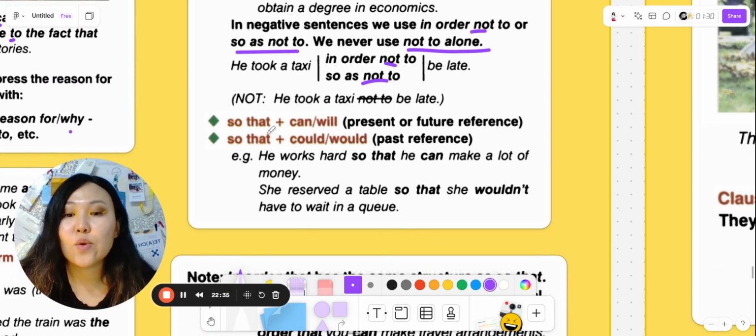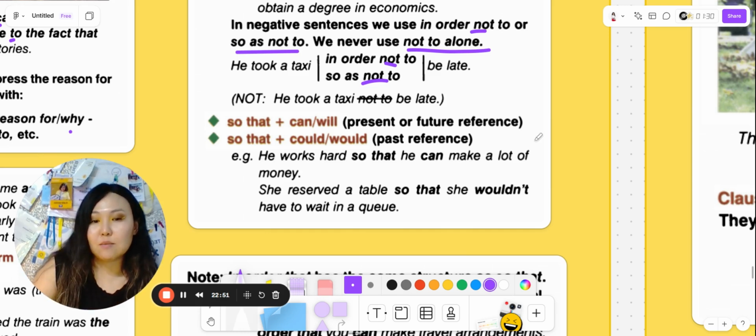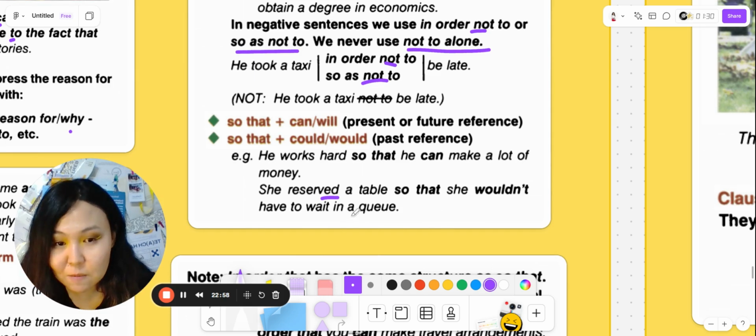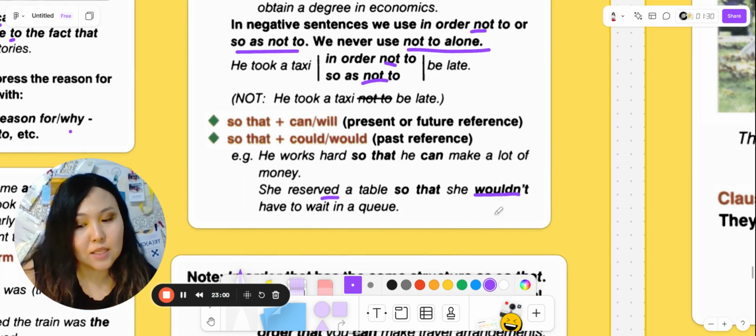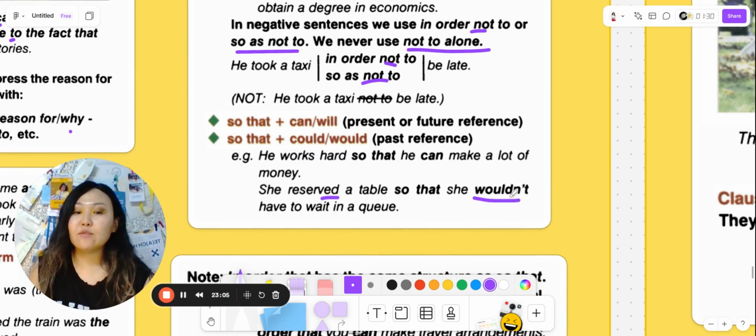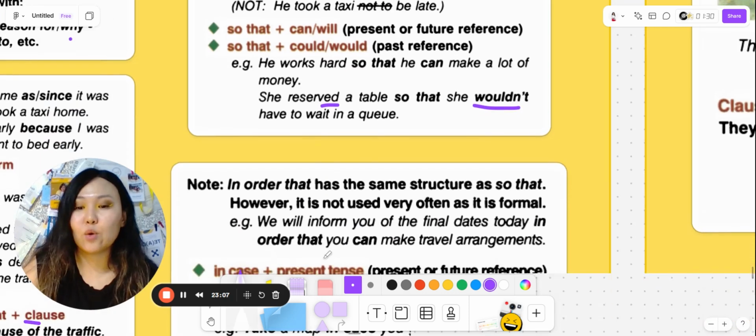Next ones. So that plus can, will, present or future reference. So that could, would, past reference. He works hard so that he can make a lot of money. She reserved a table so that she wouldn't have to wait in a queue. Very good example. I like it so much because here we can see an example of sequence of tense. She reserved a table, past simple, and wouldn't. It's not future, and we're using wouldn't so that she wouldn't have to wait in a queue. And yeah, it was long ago.